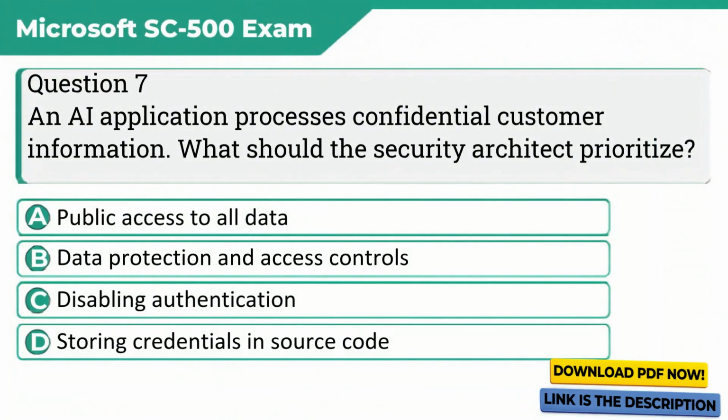Question 7. An AI application processes confidential customer information. What should the security architect prioritize? A. Public access to all data. B. Data protection and access controls. C. Disabling authentication. D. Storing credentials in source code.